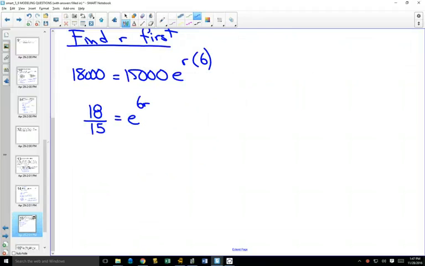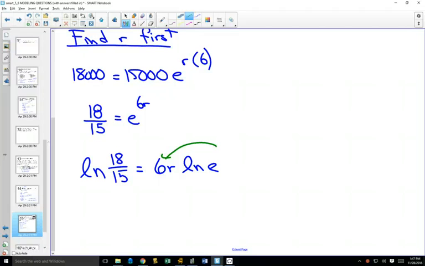We're solving for something in the exponent. We do that by taking the log of both sides. And since it's a base of e, we're going to take the natural log of both sides. That exponent could come out in front. The natural log of e is 1. So r is going to be the natural log of 18 over 15, all divided by 6.